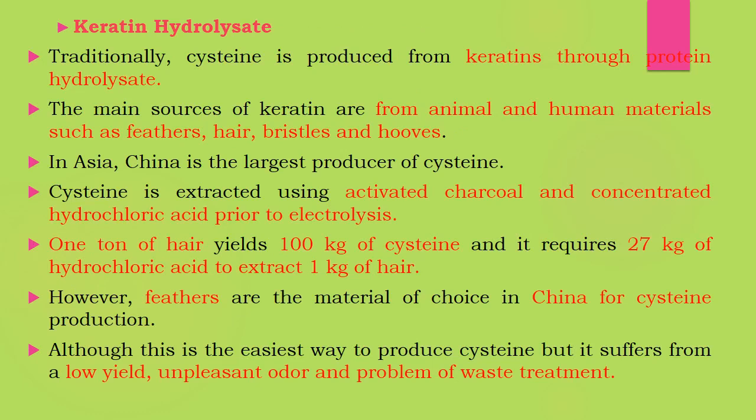The keratin hydrolysate. In this keratin isolate, this is an essential or a very traditionally used method. In the initial stage, they isolated cysteine from humans, animals, or birds. They collected feathers and hairs, and then they underwent an acidic treatment using concentrated hydrochloric acid, and they lysed it and extracted the cysteine.